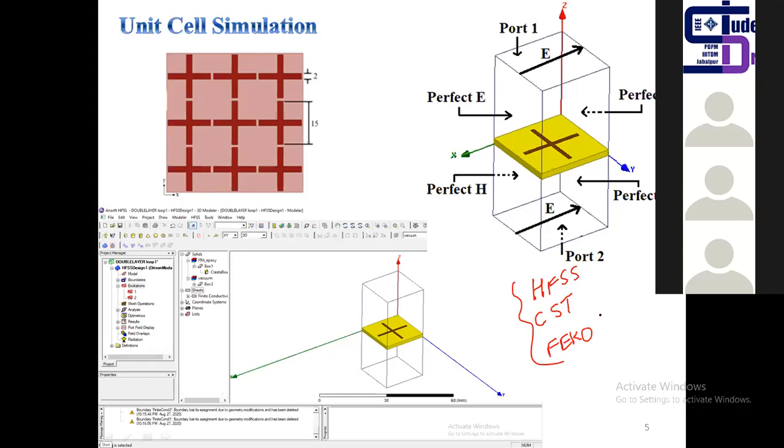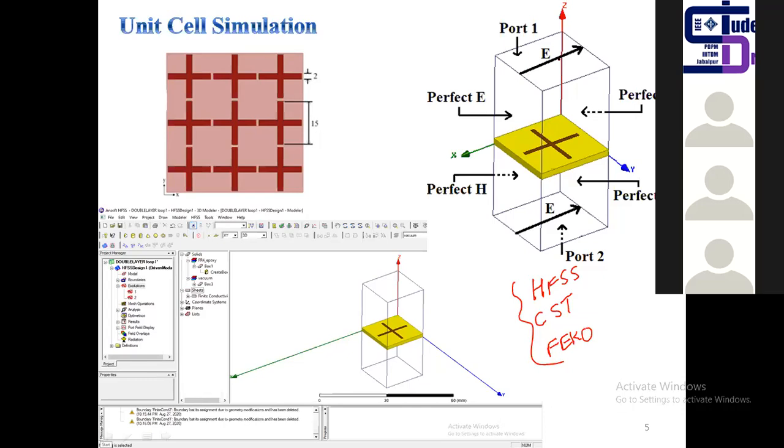But mostly these simulators are used for high frequency applications. So if you are designing your surface or your structure for some gigahertz frequency range, then it's good to use these simulators. So basically you have to take a unit cell, not the whole structure. You can just design the unit cell, and then you can give some boundaries like perfect E and perfect H, as you can see here. And the electric field you have to define in a particular direction, as here you can see the electric field direction is defined.